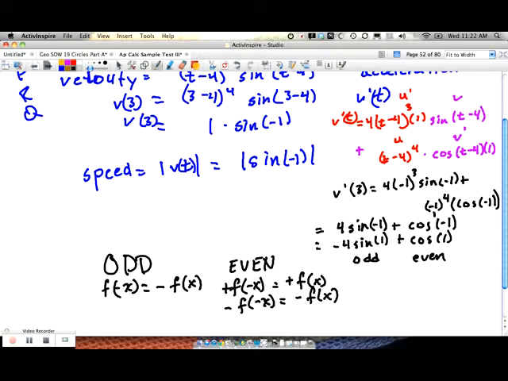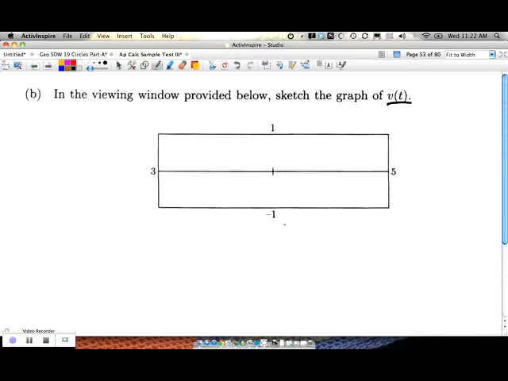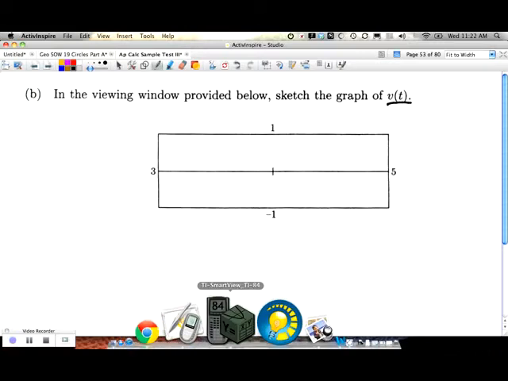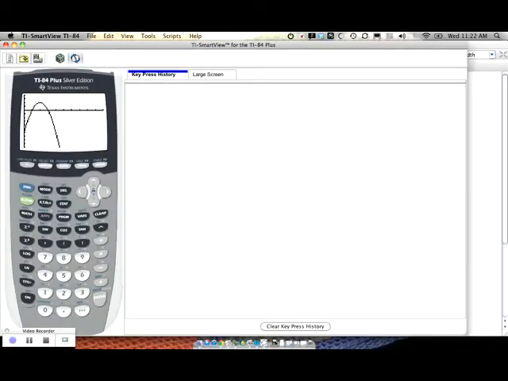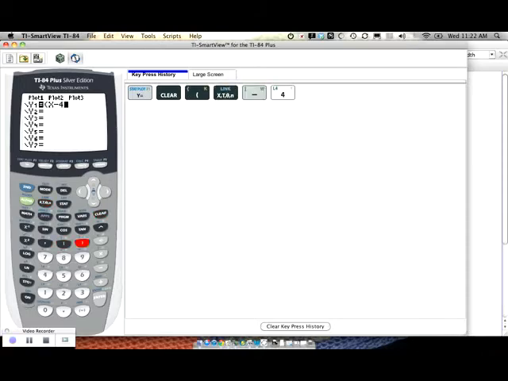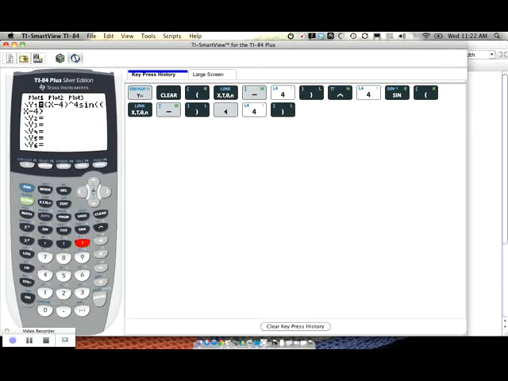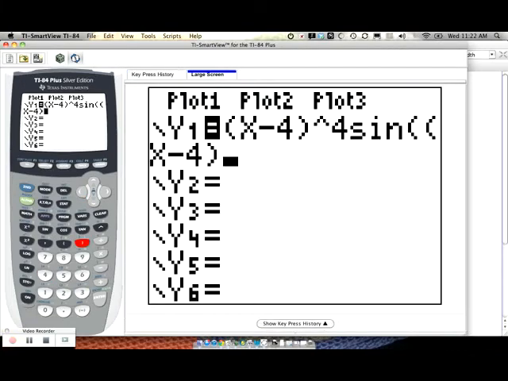All right, part B, graph v of t. Well, trusty graphing calculator, here we come. Go to y equals, let's start a new one. What do we have here? We got t, or in this case x, minus 4 to the fourth power, and that's times sine of x minus 4. Do we have an interval? I don't know if we do. That needs to be a 4. There we go. Let's see what's happening here. This is what I just typed in.